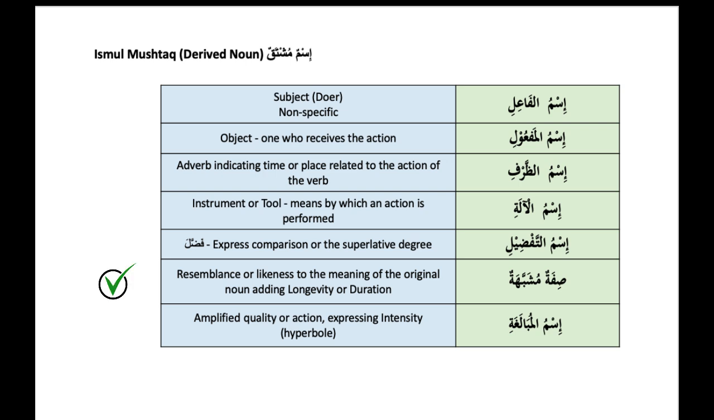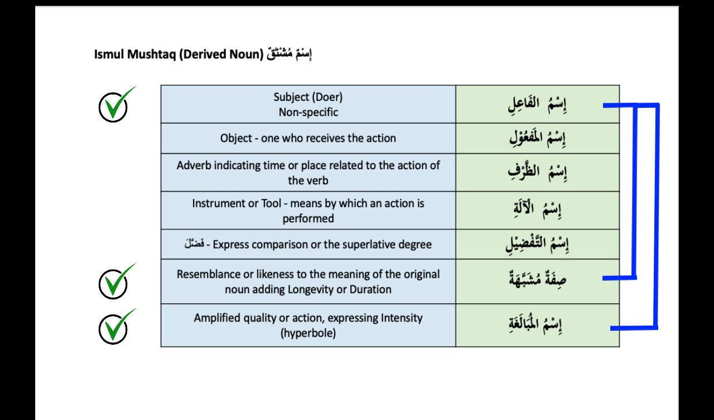Next is sifate mushabbaha. It is an ism, resemblance or likeness to the meaning of the original noun, adding longevity or duration. Please pay attention. Ismul fa'il, sifate mushabbaha, and ismul mubalagha, this has got some connection. Sifate mushabbaha and ismul mubalagha, they are also ismul fa'il plus something else, which we shall discuss.